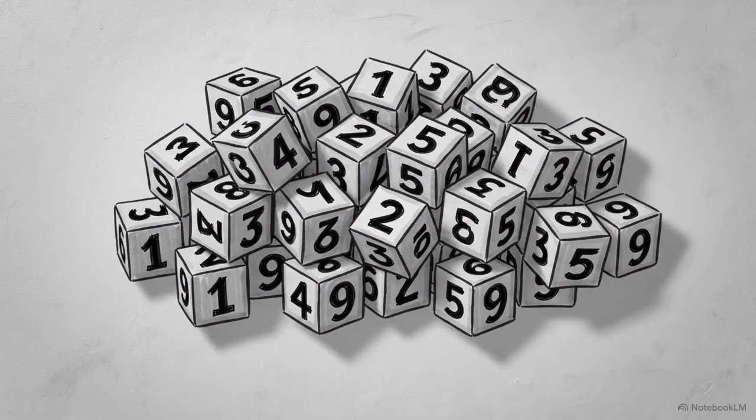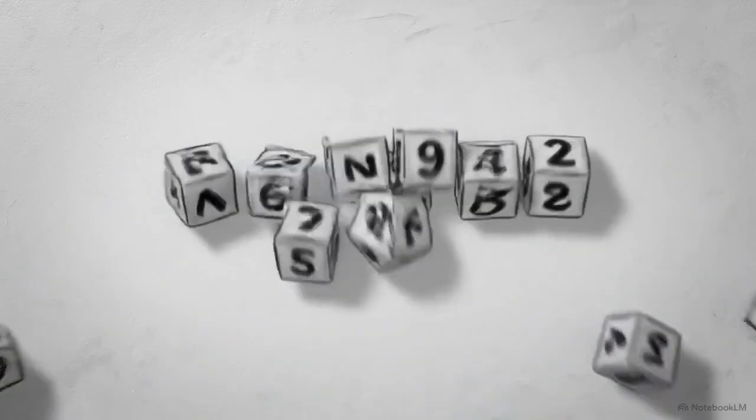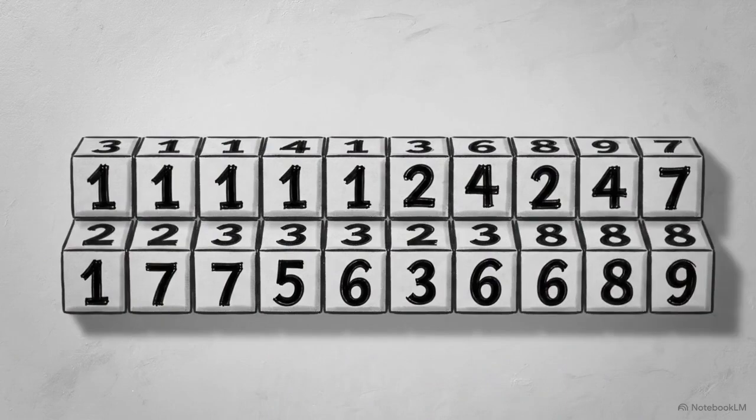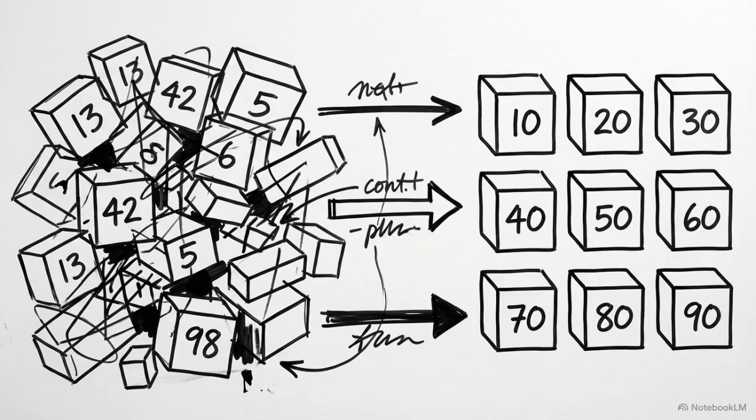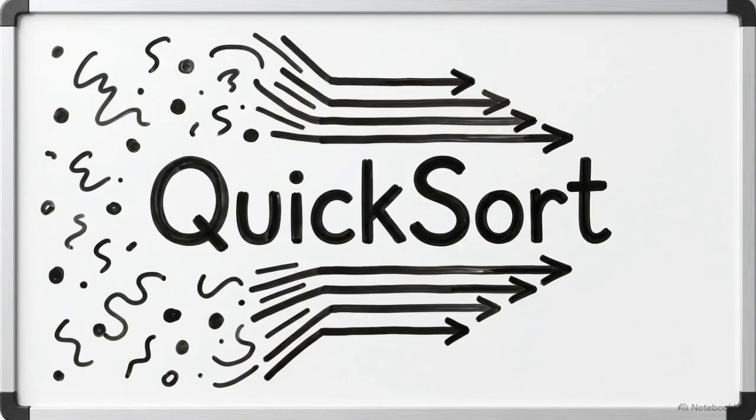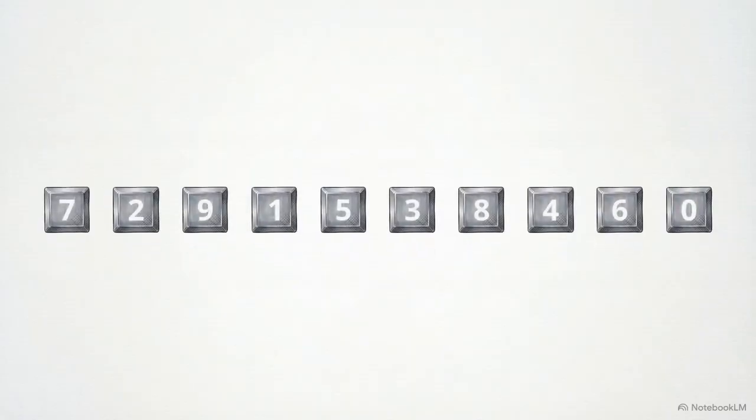Computers process billions of raw data points every second, but raw data is largely useless until it is organized. To make sense of chaos, we use sorting algorithms to force data into a usable sequence, and QuickSort is one of the most widely implemented methods for doing this. This diagram shows our starting point, 10 entirely unsorted numbers.